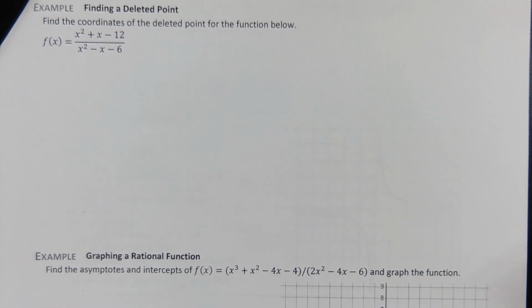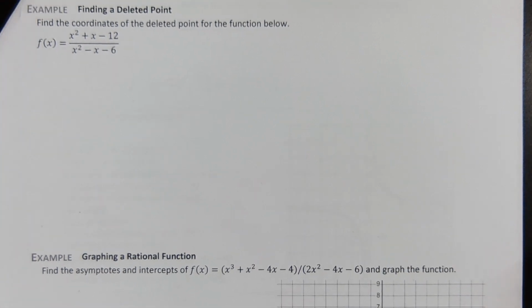Now, we get to talk about deleted points. A deleted point is also known as a hole in the graph, is also known as a removable, because we literally took it out of the graph, removable discontinuity. A discontinuity is a number that would have made us divide by 0. But if it's a removable discontinuity, it's not an asymptote. It's just a hole in the graph.